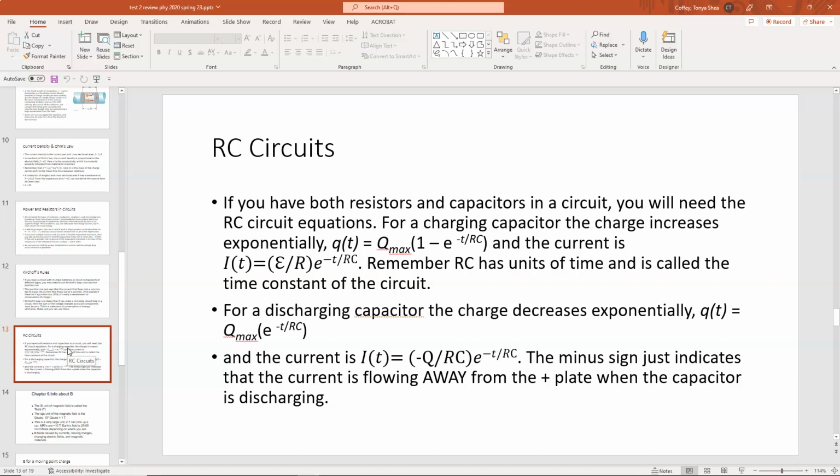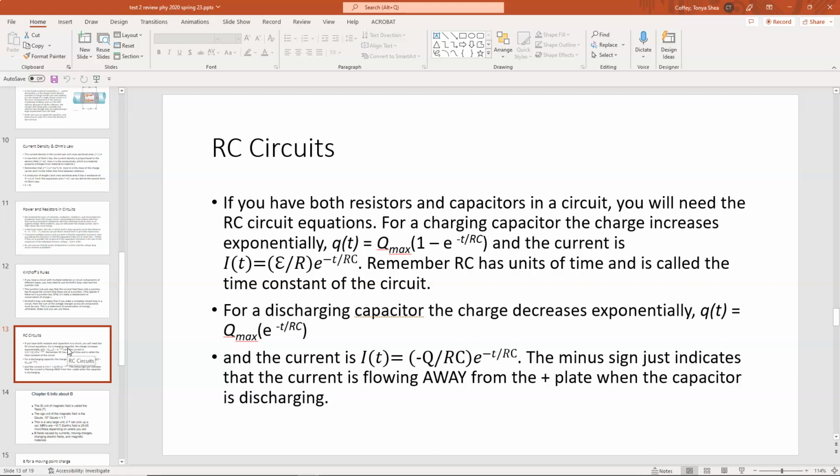Now, for either one of these equations for the charge on a capacitor, the charging or the discharging, remember that the current is related to the charge via dQ/dt. So if I take the derivative of either one of these equations, then I have the equation for how the current is going to flow in that RC circuit. So for a charging RC circuit, the current is going to decay exponentially. In other words, as the charge builds up on the plates of the capacitor, the current will get lower and lower until it completely stops when the capacitor is charged.